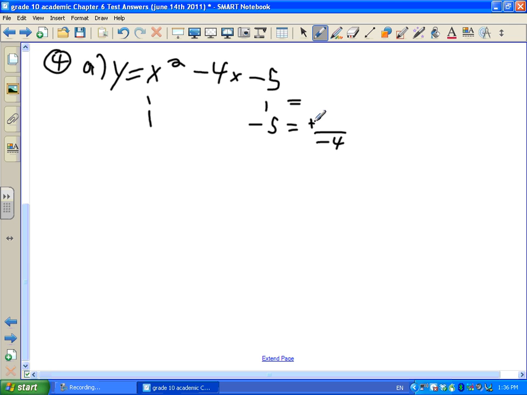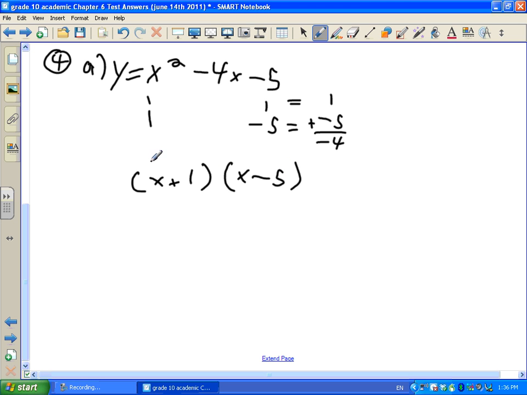Okay, and if 5 is negative, yeah, it has to be divided by 1. It'll work. So we put our brackets around. Our first terms are x and x, because that's the middle term. And our second terms are positive 1 and negative 5.